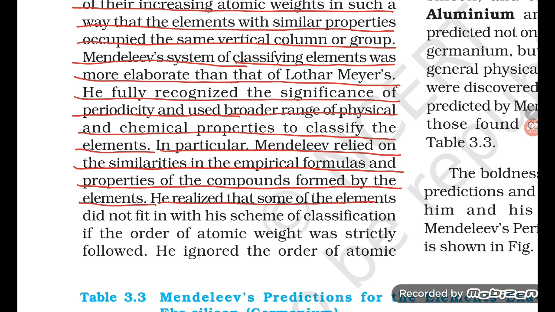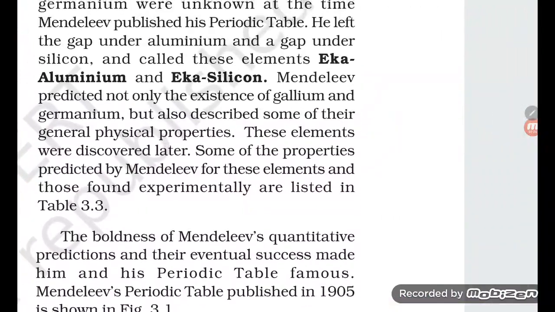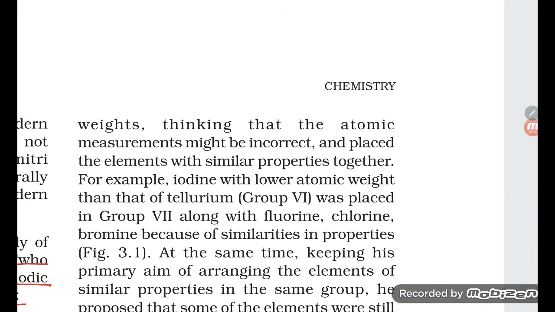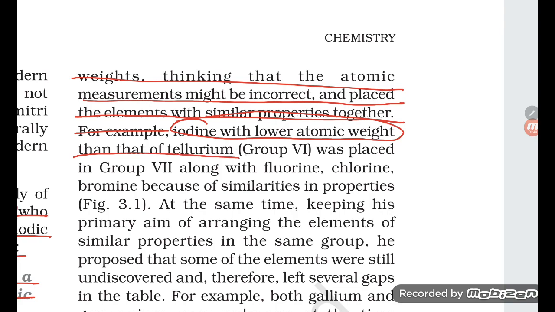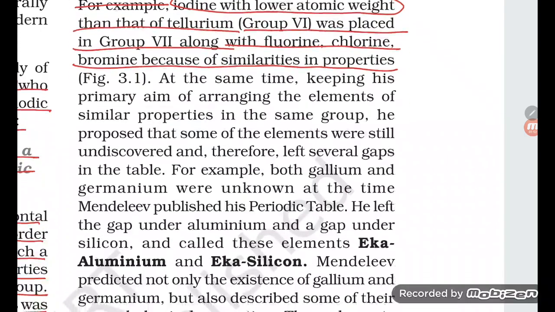He realized that some of the elements did not fit in with his scheme of classification if the order of the atomic weight was strictly followed. He ignored the order of the atomic weight, thinking that the atomic measurement might be incorrect, and placed the elements with similar properties together. For example, iodine, with a lower atomic weight than that of tellurium, was placed in group 7 along with fluorine, chlorine, and bromine because of similarities in properties.